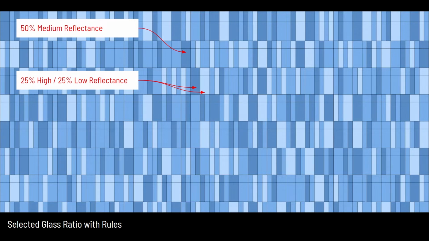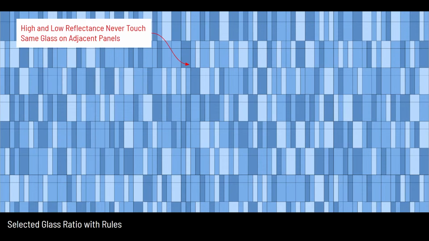So the scheme that we ended up doing was we chose the middle reflectance value. This arrow is in the wrong spot. It should be pointed to that one. That was 50%. That was our base case. And then the higher reflectance and lower reflectance were 25% of the total panels. And the rule was that the high and low reflectance panels can never directly touch another piece of glass that's the same type. So if you look through here, you'll see that with either the light blue or the dark blue, they never, on an edge, directly touch another panel of the same type.